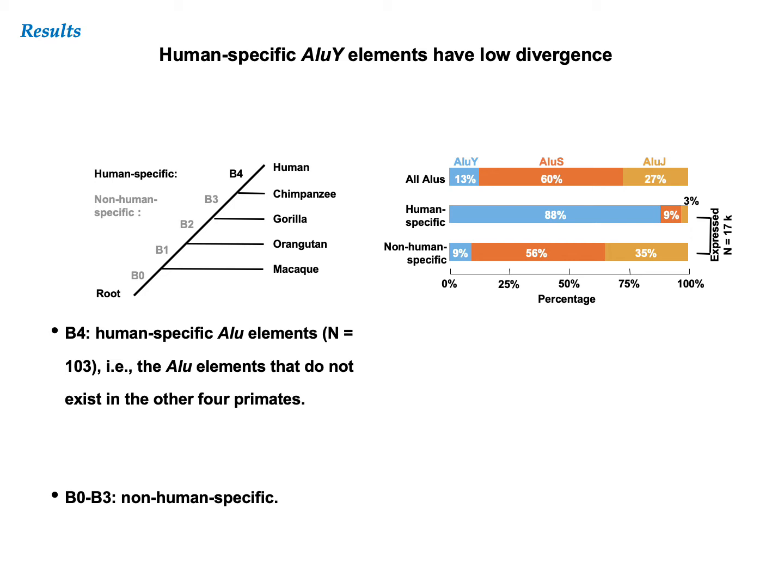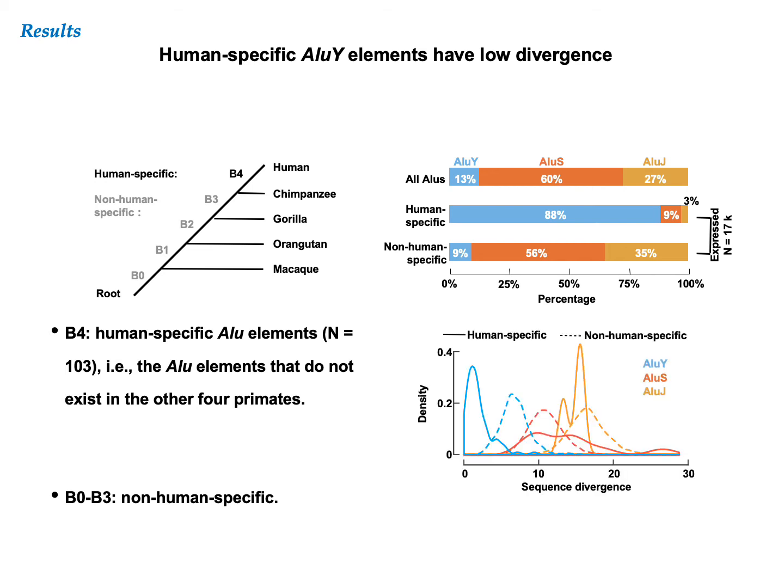The vast majority of expressed human-specific Alu elements, 88% of them, are in the Alu-Y family, while the expressed non-human specific Alu elements show similar family composition as all annotated Alus. Among the expressed Alu elements, the human-specific Alu-Ys have significantly lower sequence divergence than the non-human specific Alu-Ys, while the difference is much smaller for the Alu-S and Alu-J families.